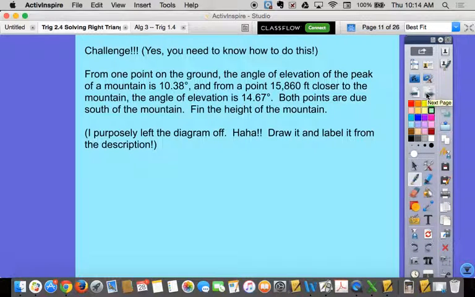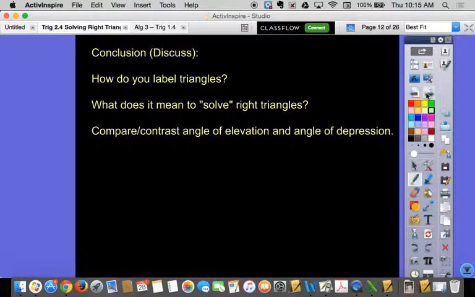Now, we're going to come back later and do this challenge problem, because the challenge problem is a little intense. We may end up doing it next time. But right now, let's just kind of go back and put things together.